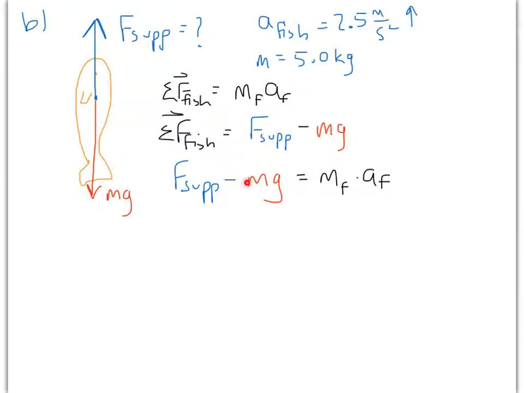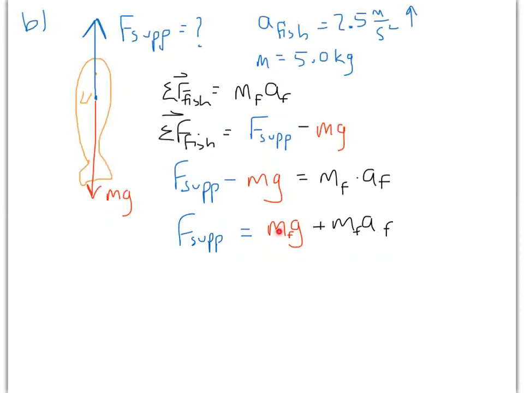So, all right, let's solve for that supporting force, the force that is the apparent weight of the fish. So we're going to add over our mg. So the supporting force is going to be mg plus mass times the acceleration of the fish, right? All right, mass of the fish. And again, we should remember that this mass refers to the fish, so that means this is the same value.